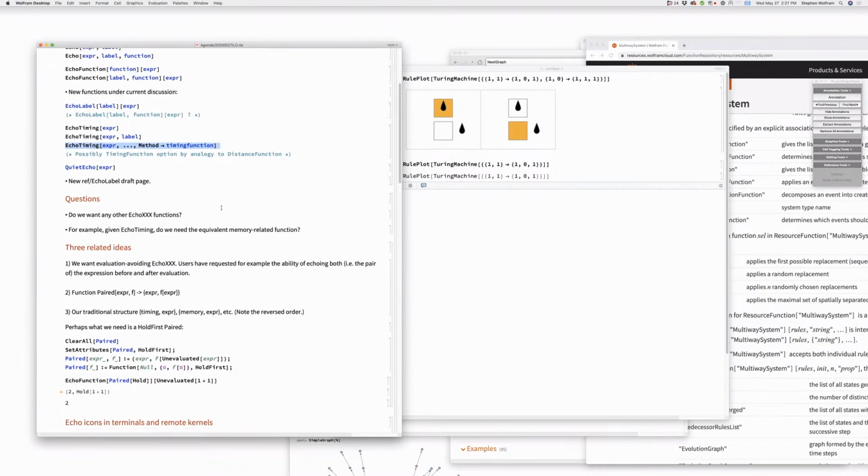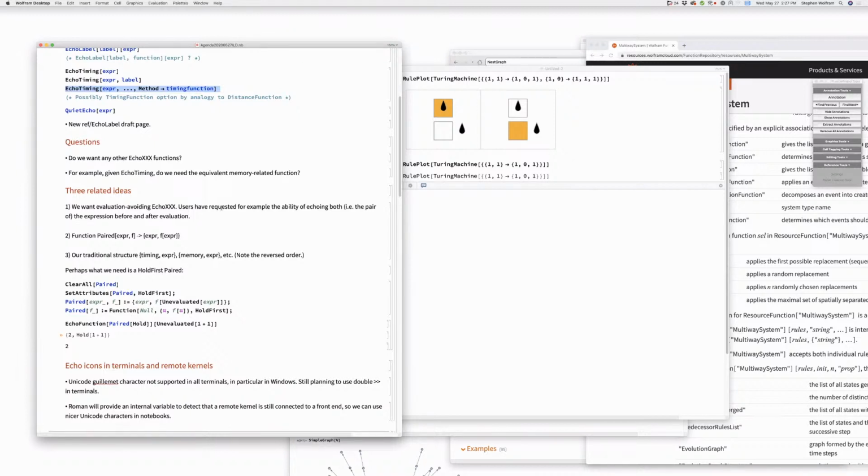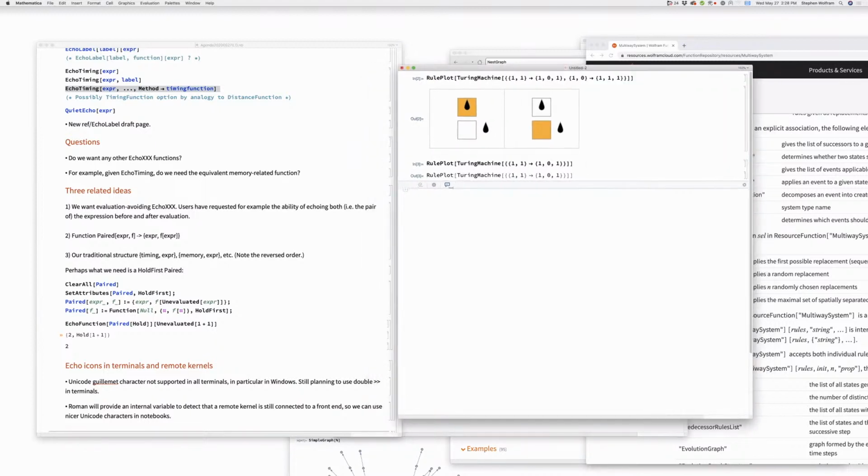And it has been requested other times that we have more of these hold first echo functions, for example, to print both the expression before evaluation and after evaluation. And thinking about this, we realized that we have a similar idea in the other function called paired, which we wanted to have paired[expression, f] returning the expression and f of the expression. So the question might appear there too. Do we want paired to be hold first so that f can receive something before evaluation? And can we mix paired with echo to achieve multiple things?